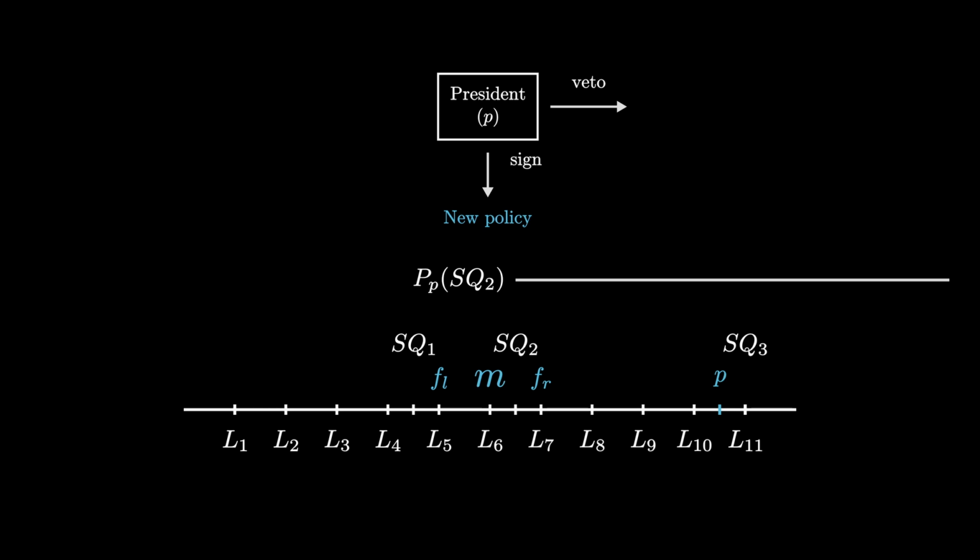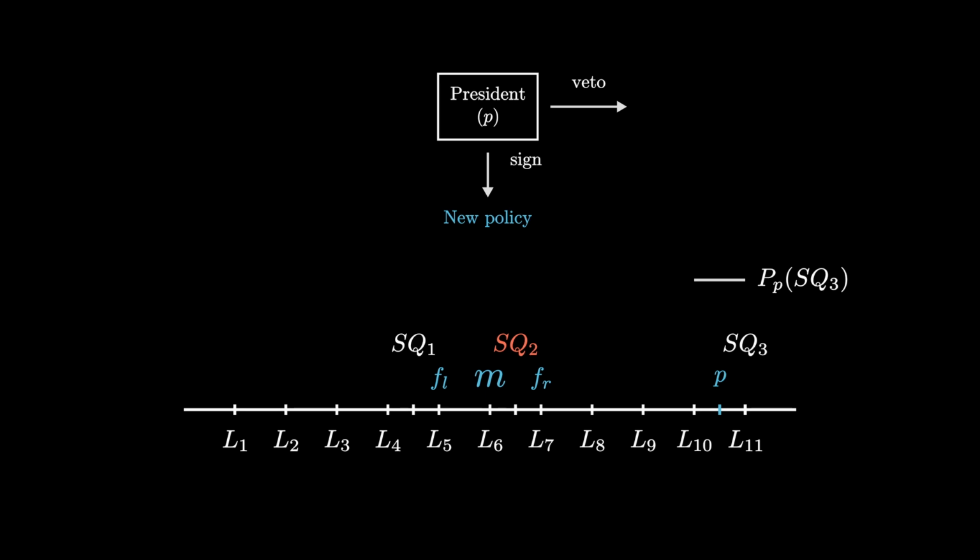The median wants to move policy left, and the president wants to move it right. They will never agree. So SQ2 will be retained. Finally, let's look at SQ3. SQ3 is very close to the president's ideal point, so their preferred-to set is quite small. Unlike SQ2, SQ3 is on the same side of the median legislator's ideal point as the president's. However, the median's ideal point is not in the president's preferred-to set.